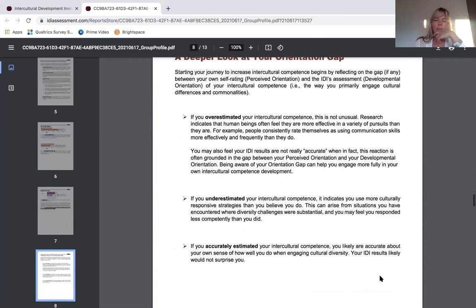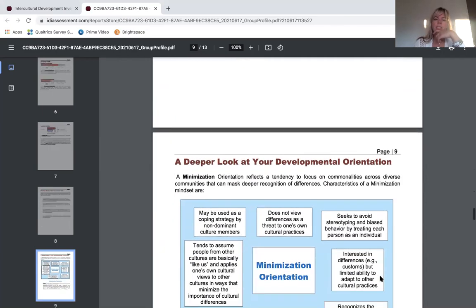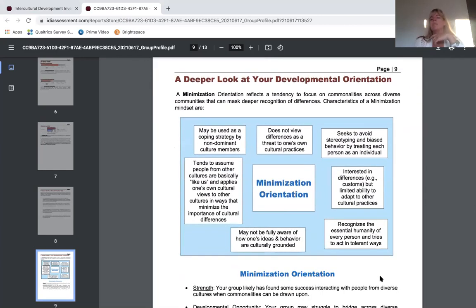So you can look that over if you look at your individual results, and it's okay to overestimate. But let's look specifically at where this group is in terms of minimization.